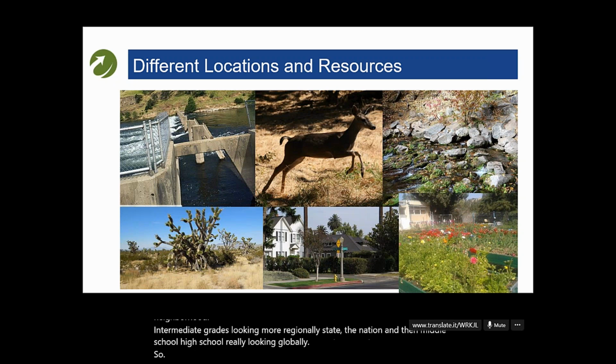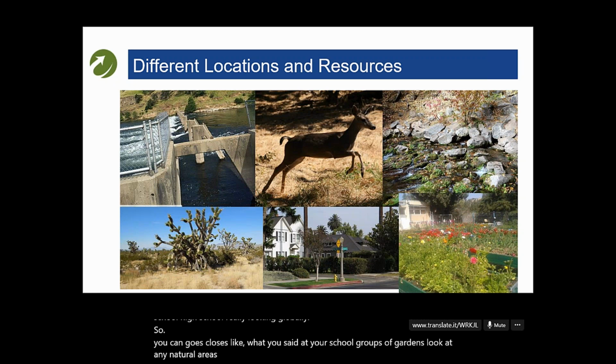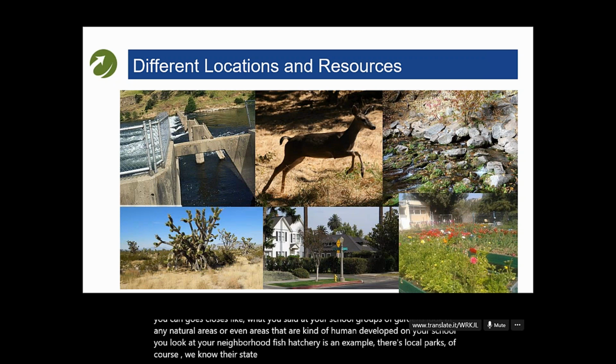You can go as close as what you said, at your school: grow some gardens, look at any natural areas, or even areas that are human developed on your school. You look at your neighborhood. A fish hatchery is an example. There are local parks. Of course, we know there are state parks and national parks too. And speaking of state parks, I want to give a shout out to the California Department of Parks and Recreation.